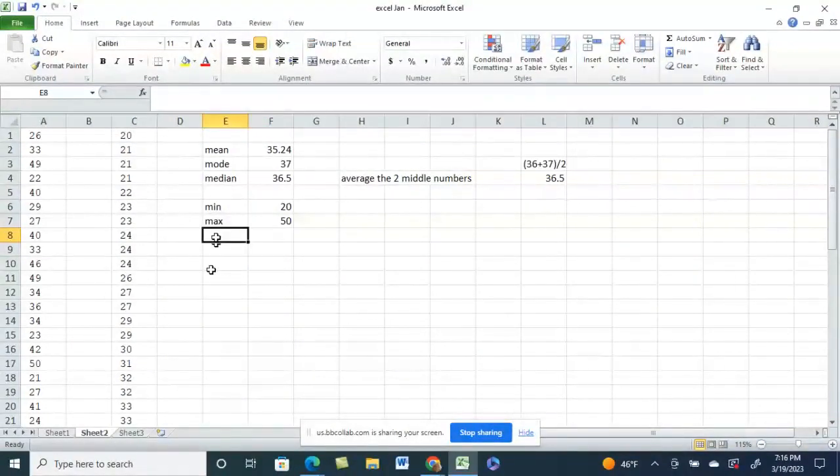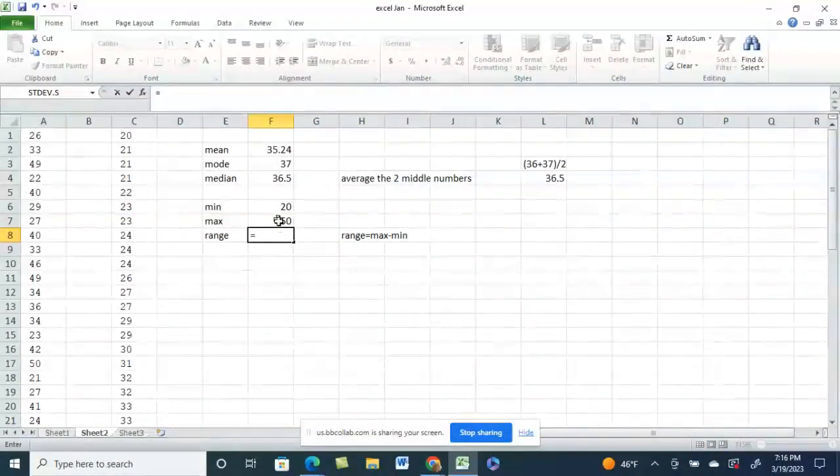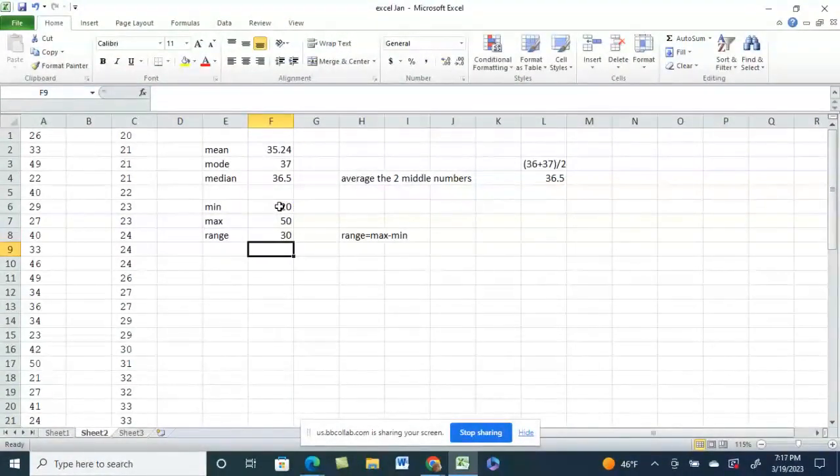So the range is something that you'll be asked to find. So the range is the max minus the min. That's it. Like the temperature range, the range of temperatures today was maybe 20 degrees, from say 50 degrees was the high and 30 degrees was the low, so the range was 20. So it's just the max minus the min, or the high minus the low. So we could just say equals the max minus, and then we pick the low, and we have 30. But again, on this problem, you really didn't have to use Excel to find the range.